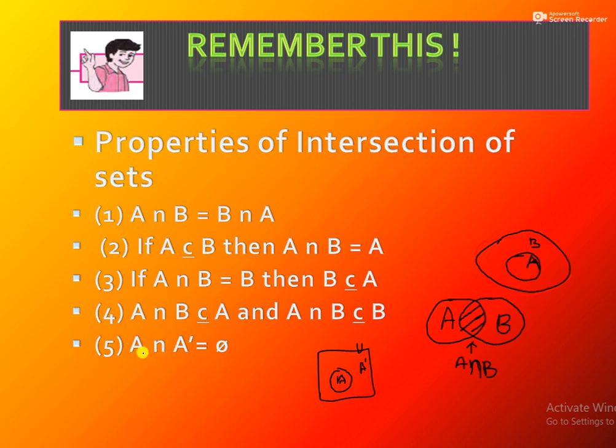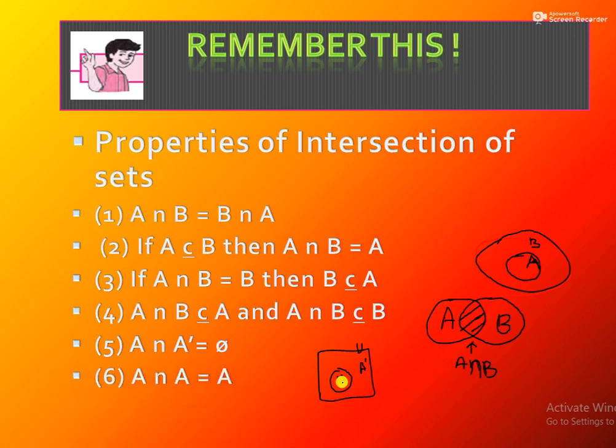So we are saying that the intersection of A and A complement is equal to phi because there is no element common in A and A complement. Why? Because we are writing A complement as the set of all elements which are not present in set A. That's why the elements should not be common in A and A complement.